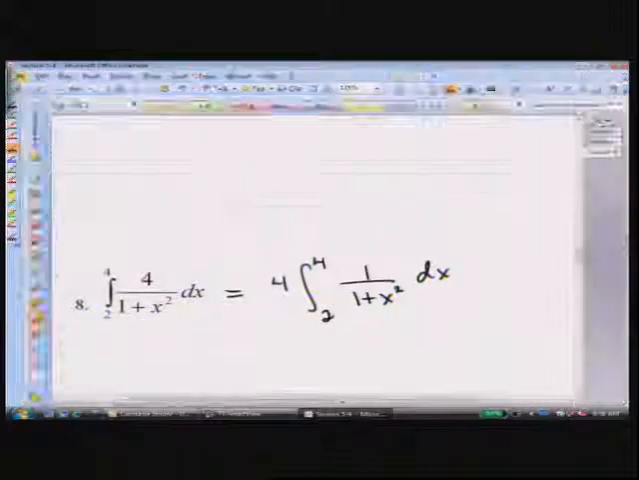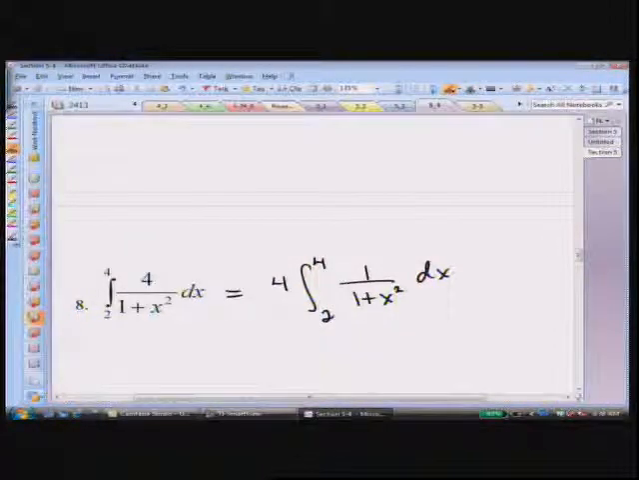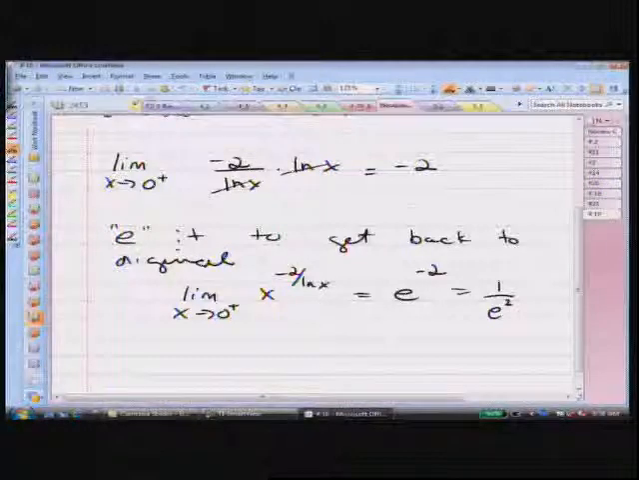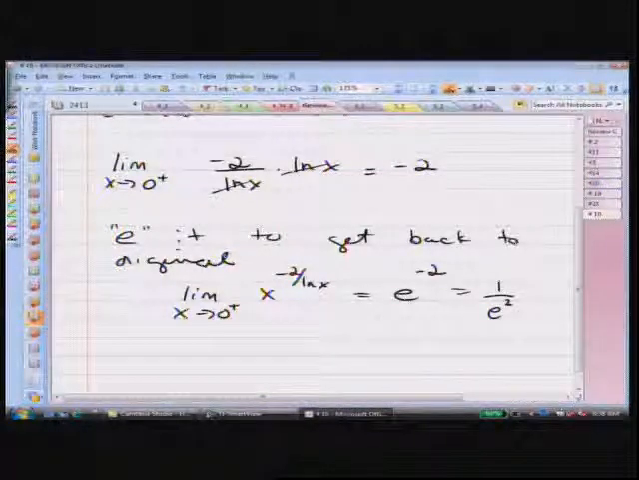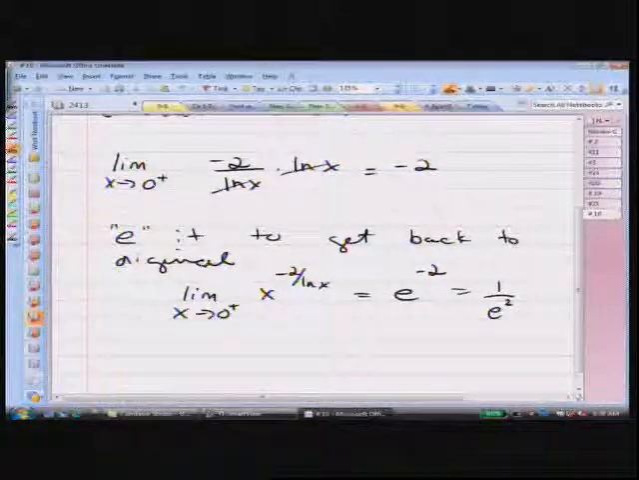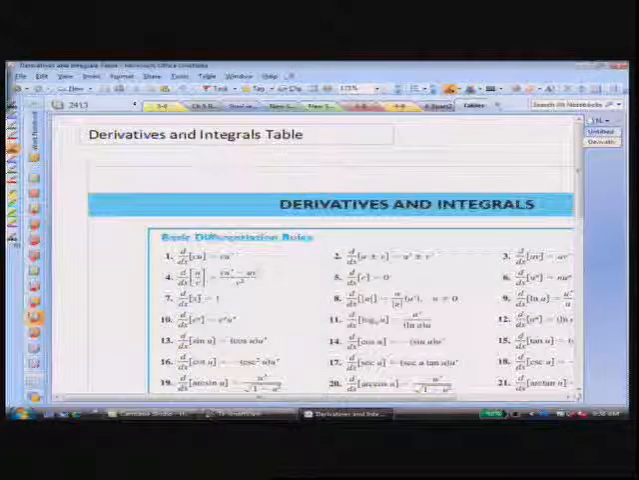Do remember that you have a formula sheet somewhere. I can't remember where it is. I've got it. I mean, I gave it to you online, right? Let me see if I can find mine. I thought I labeled it. Tables. There we go. Okay.